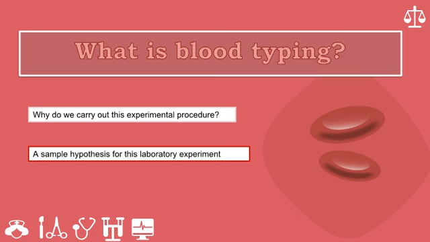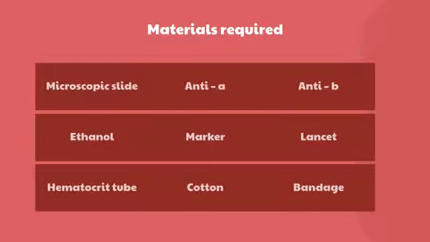This is due to the fact that if any A antigen comes in contact with an anti-A antibody, the blood will undergo a reaction which will clump the cells together, and this process is referred to as agglutination. If no reaction is caused in the blood, then the individual has the blood group O. The materials required in order for you to carry out this experiment are microscopic slide, anti-A, anti-B and anti-D reagents, ethanol, marker, lancet, hematocrit tube, toothpick, 3 small toothpicks, cotton, tissue and bandage.